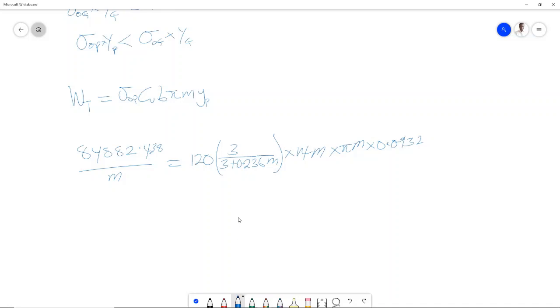And it should be in terms of M. We'll have an equation in M. Okay, so simplify this side. If you simplify this whole side here, you should get something like 1476 M squared divided by 3 plus 0.236 M, should be equal to 8482.438 divided by M. Do you get that after simplifying? Please cross check.